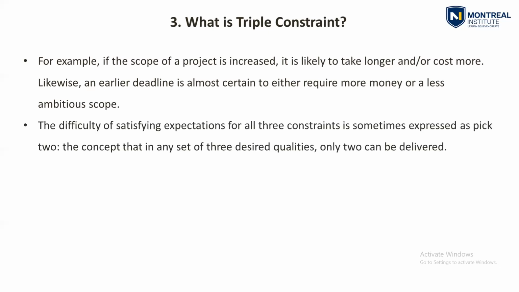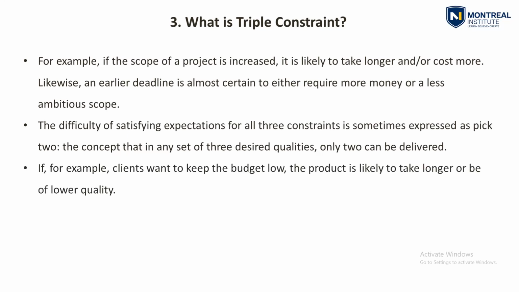The difficulty of satisfying expectations for all three constraints is sometimes expressed as big two, the concept that in any set of three desired qualities, only two can be delivered.